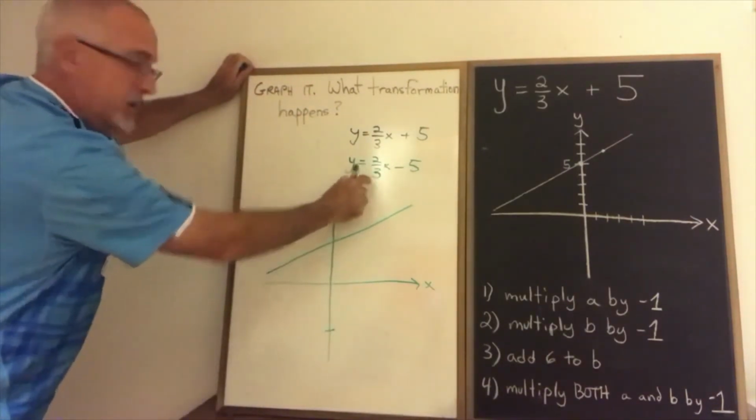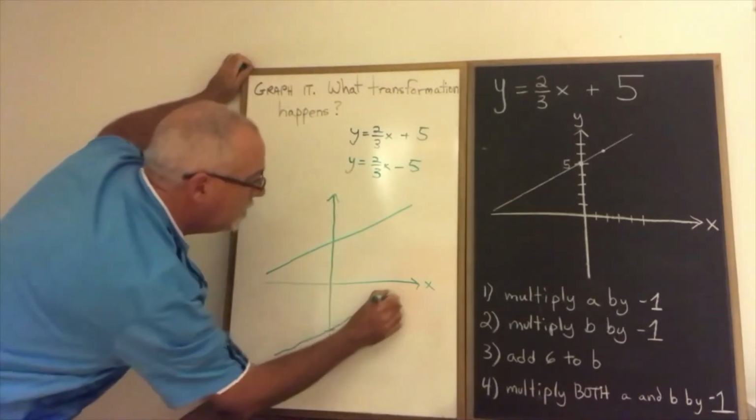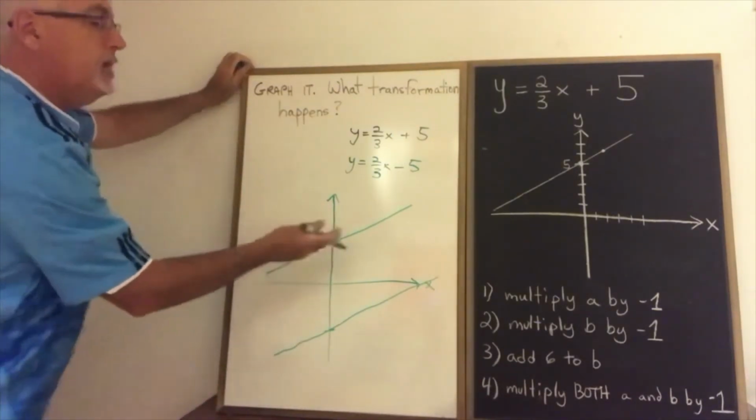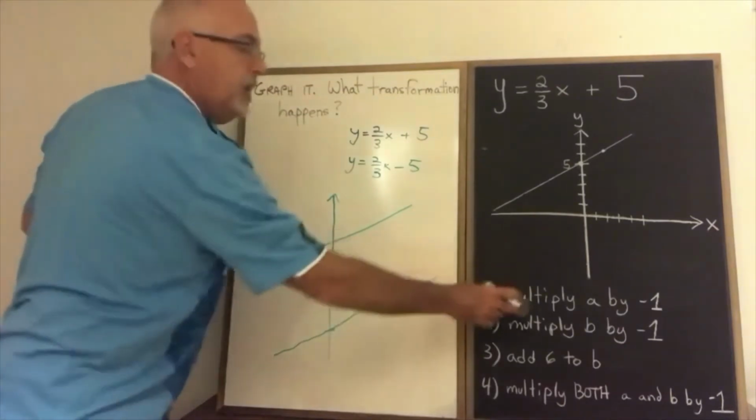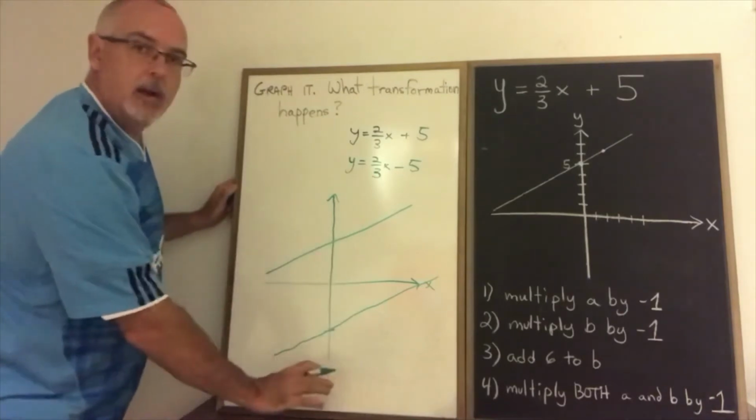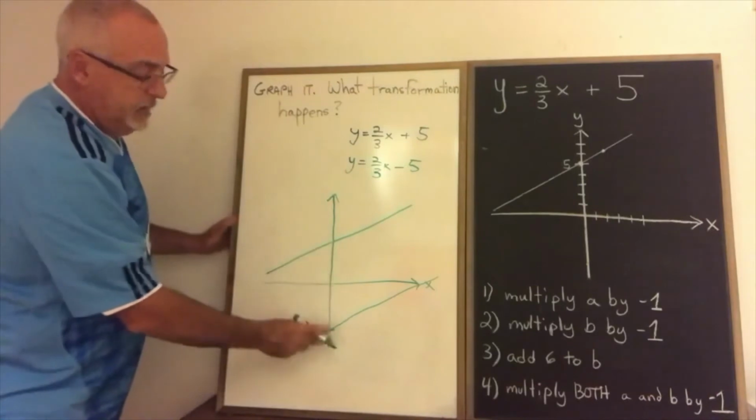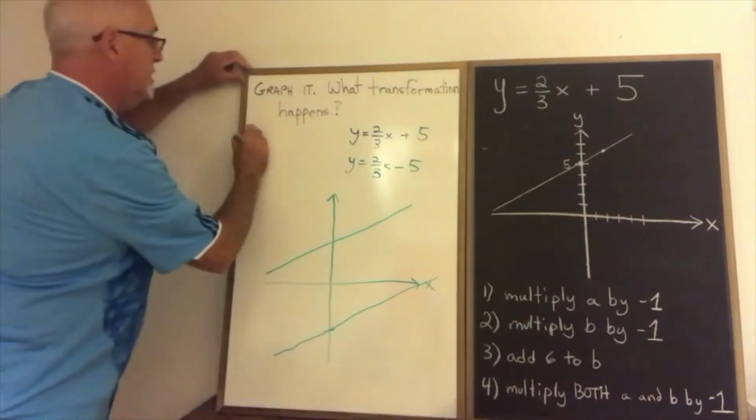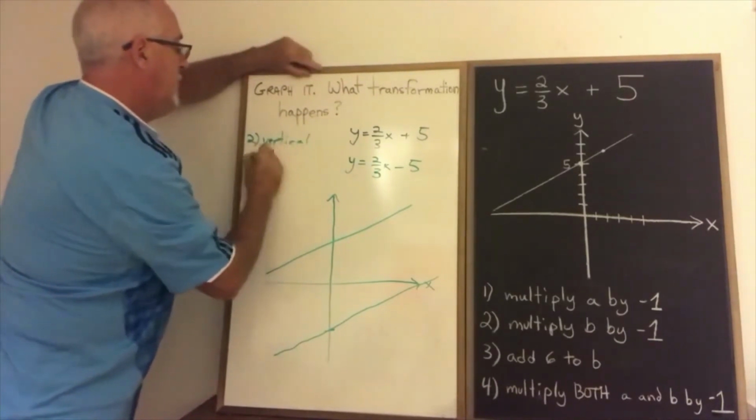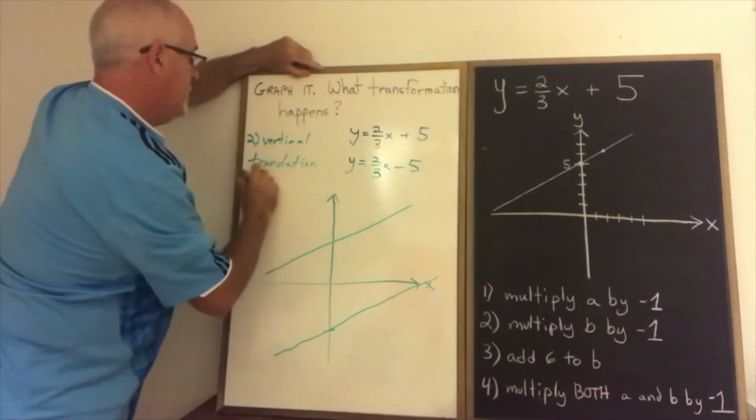But the slope didn't change. So the line is going to have the same angle, the same slope. I may not have drawn that very well freehand. What happens is our resulting line after multiplying b by -1 was a slide. The original line slid down from 5 to -5 on the y-axis. So the answer to 2, it's a vertical translation downwards.